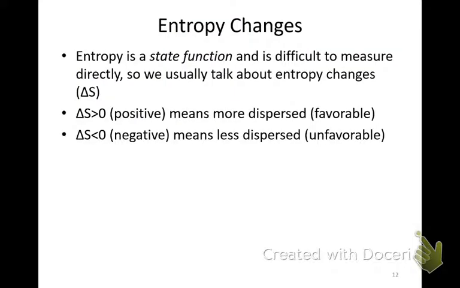We said that entropy is a state function, which means that it is not dependent on the path or the mechanism taken between two points. Like delta H, it only depends on the starting and ending points. We can't really measure entropy directly. There's no entropy meter. So we mostly talk about entropy changes. And just to define the sign a little bit, if delta S is positive, that means that the energy is more dispersed. And if it's negative, that means that the energy is less dispersed, which is the unfavorable direction.